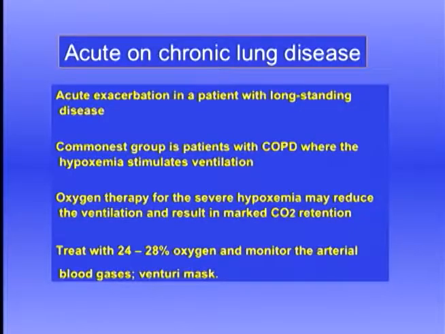Now, a very important category is acute on chronic lung disease. And by that we mean an acute exacerbation of a disease in a patient with long-standing disease. And the best example, the commonest example, is COPD again, where the disease is both emphysema and chronic bronchitis, and there is an exacerbation of the bronchitis with an acute attack. And I mentioned previously that used to happen in London with the big fogs there. It doesn't happen anymore to anything like the same extent because the pollution has been controlled to a large extent.